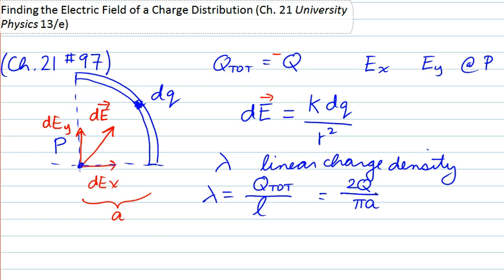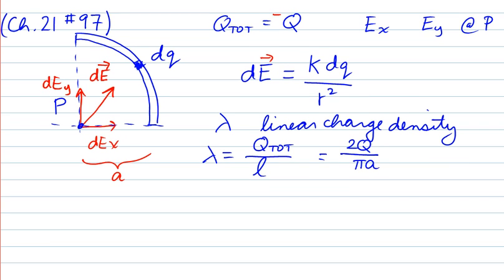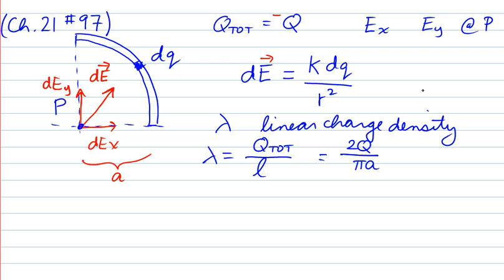But the neat thing about this is that this density is constant, at least in this problem, so that means the density for the total length is the same as the density for a small chunk. Or in other words, dq over dl. So what we can say is that dq is equal to lambda dl.